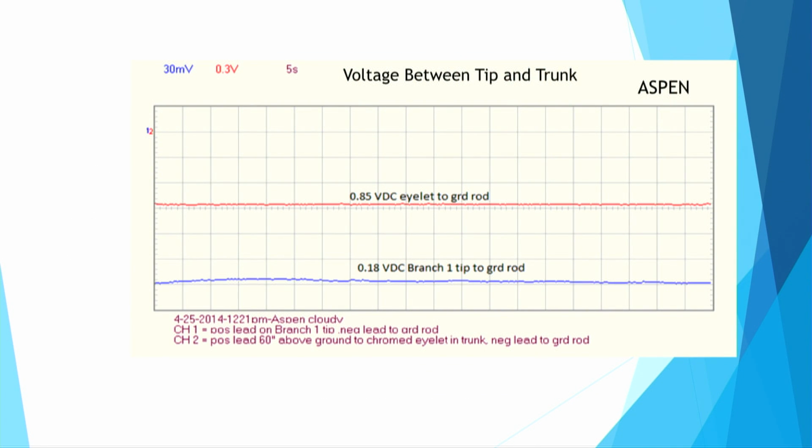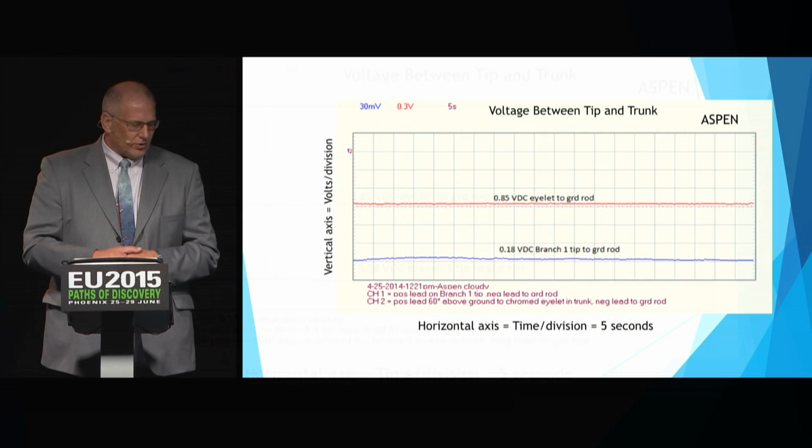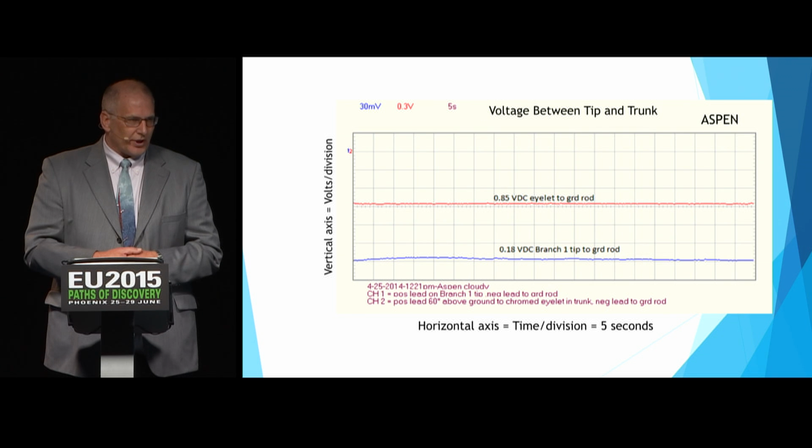Here's the voltage recording between the tip and the trunk. Vertical axis is volts per division. Horizontal axis is time per division, 5 seconds in this case. The red line, as you're called, channel two, is in the trunk, and it's 0.85 volts DC. And the blue line, channel one at the tip of the branch, is 0.18 volts DC. They're both negative, but the voltage in the trunk is considerably higher than at the branch tip.